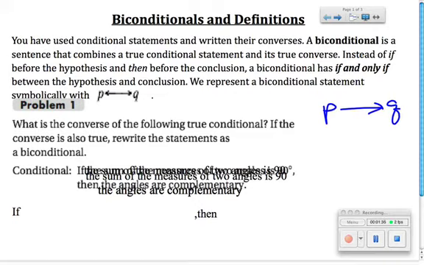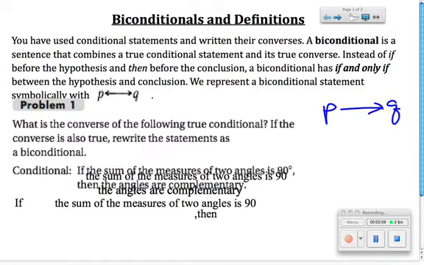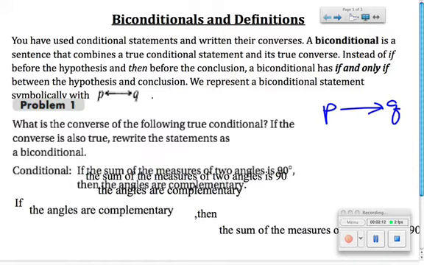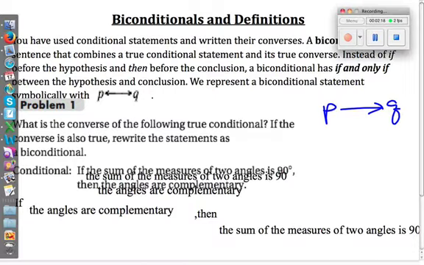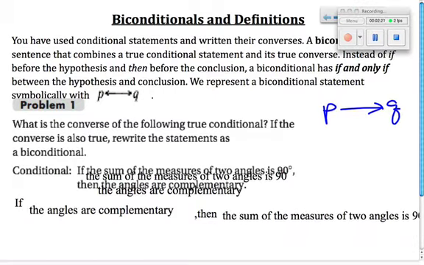Okay, so in problem 1, very much like one of the examples in last night's homework, my conditional statement is, and you can't see it very clearly on the screen, but you have it in your notes: if the sum of the measures of two angles is 90, then the angles are complementary. We've been talking for the last couple of days about how to take the converse of a statement. Remember, when you're taking the converse, you're just flipping it around. So the converse would be, if the angles are complementary, then the sum of the measures is 90 degrees.